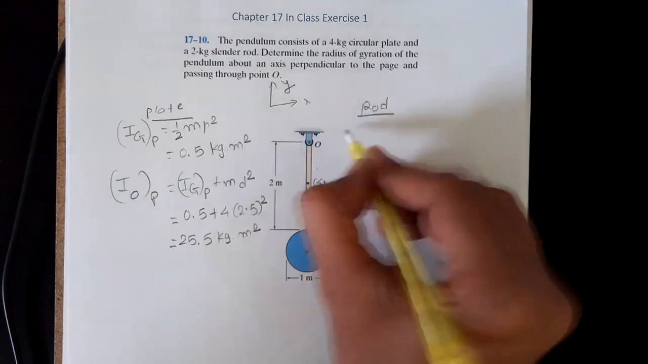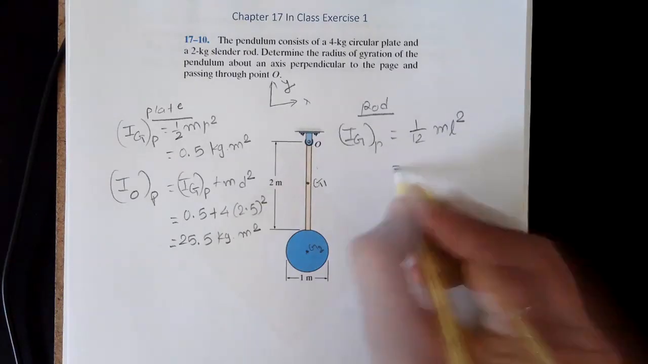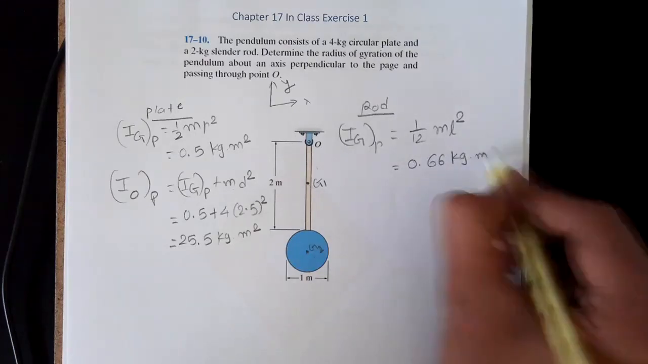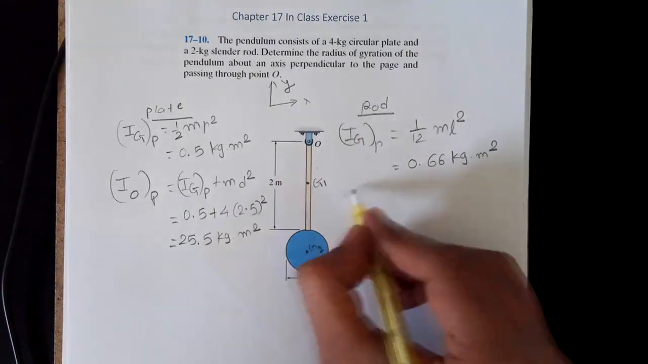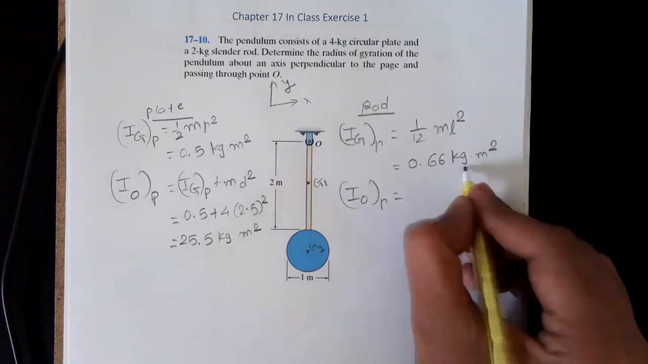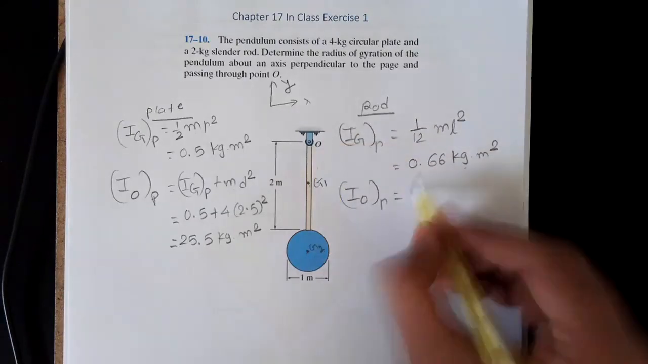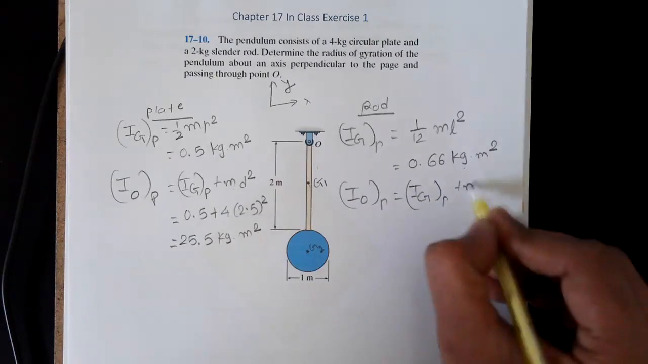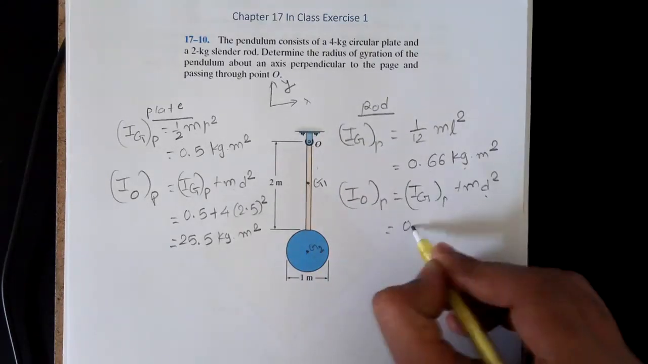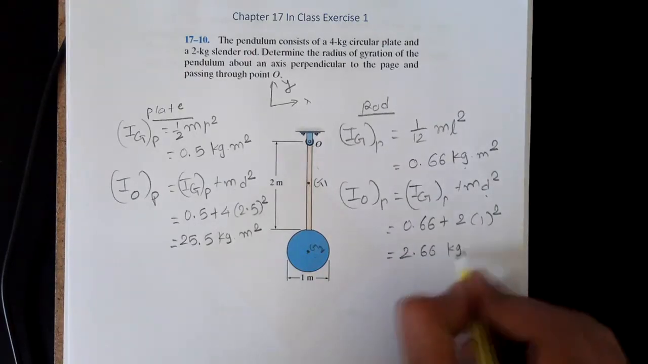So for the rod, its moment of inertia Ig is 1/12 m l squared, where l is the length of the rod. When you substitute the mass and length of the rod, this number is 0.66 kilogram meter squared. And then the moment of inertia of the rod with respect to O using the parallel axis theorem: 0.66 is the moment of inertia if the rod is rotated with respect to G1. But in this example, the rod is rotated with respect to O. So we have to apply the parallel axis theorem. In this case, d is the distance between G1 and O, that is 1 meter. So this is 0.66 plus 2 kilogram multiplied by 1 squared. So this is 2.66 kilogram meter squared.